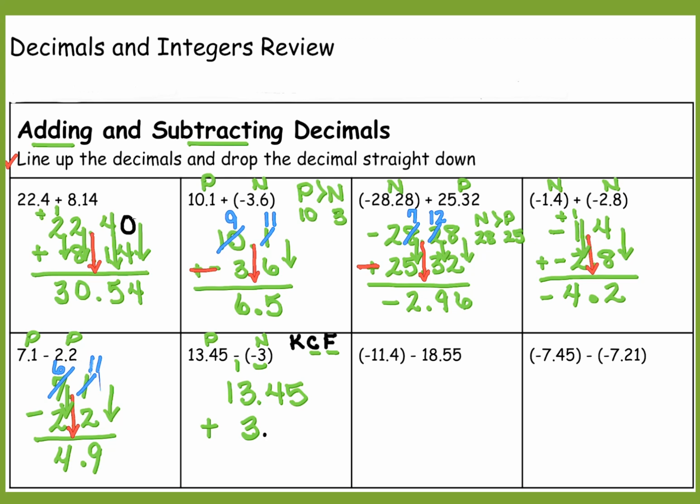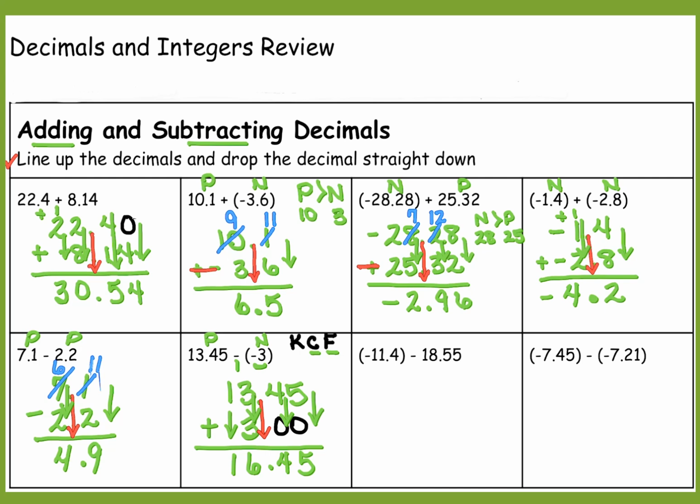Now we're going to annex the rest of our zeros in just to make our problem easier to read and lined up properly. And we're going to add these two values. We have 5 plus 0 equals to 5. 4 plus 0 is equal to 4. We remember to bring our decimal point straight down. 3 plus 3 is equal to 6, and 1 is being brought straight down. So our answer here is 16 and 45/100.